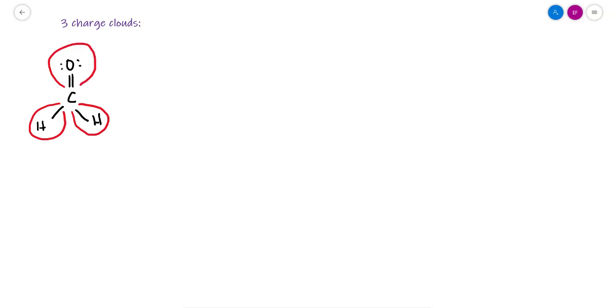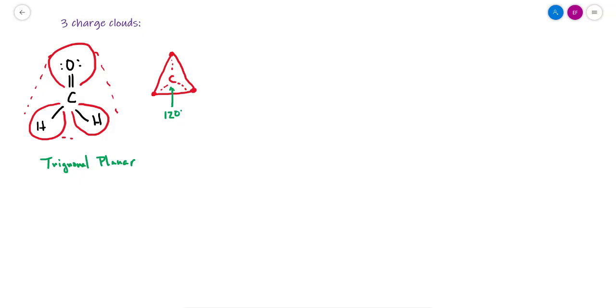What's the furthest three balloons could get away from each other? Well, they would stay in the same plane with each other, and they would sort of form this triangle shape, right? So you'd end up having something that looks like this, all in the same plane with carbon in the center. That's as far away as they could get, and the bond angle between these would be 120 degrees. We would call this arrangement, this molecular geometry, trigonal planar.